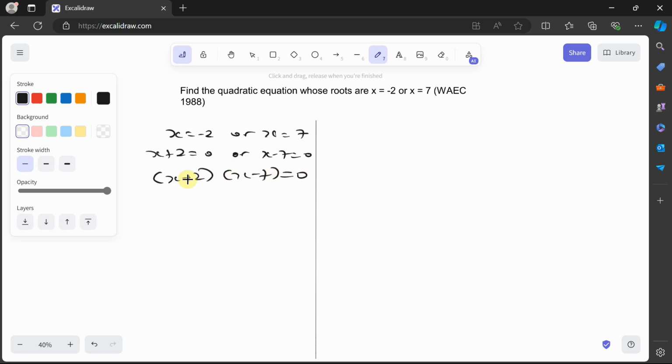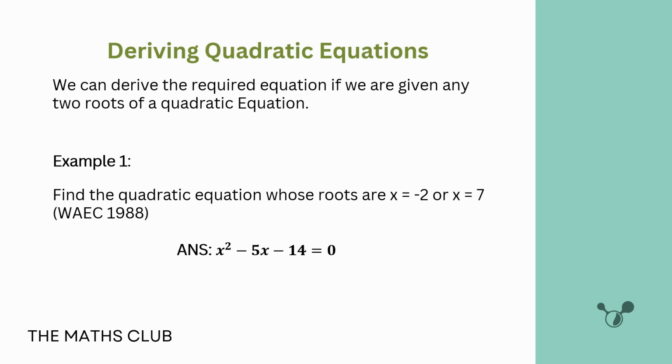So how can we multiply this? x times x will give us x squared. x times minus 7 will give us minus 7x. Plus 2 times x will give us plus 2x. Plus 2 times minus 7 will give us minus 14 is equal to 0. So let's simplify. x squared minus 7x plus 2x will give us minus 5x, minus 14 is equal to 0. So this is our equation whose roots are x is equal to minus 2 or x is equal to 7. Let's see if we're correct. Great, so you can see x squared minus 5x minus 14.